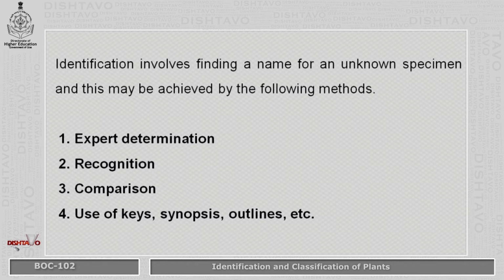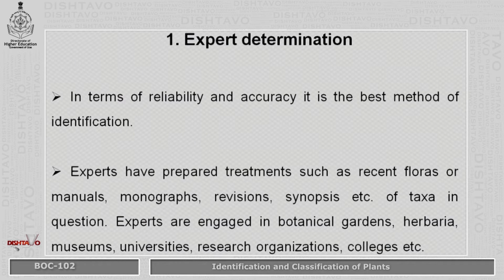Identification involves finding a name for an unknown specimen, and this may be achieved by the following methods. Number 1, expert determination. Number 2, recognition. Number 3, comparison. And number 4, use of keys, synopses, outline, etc.